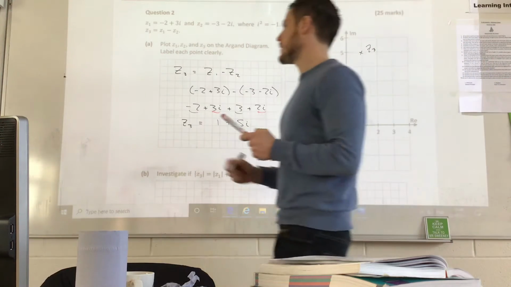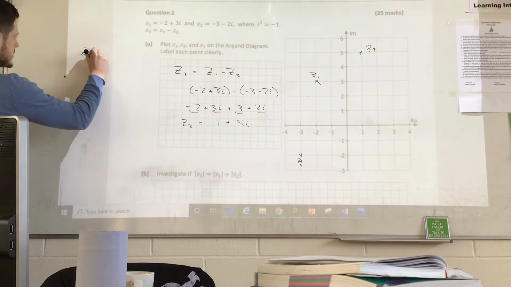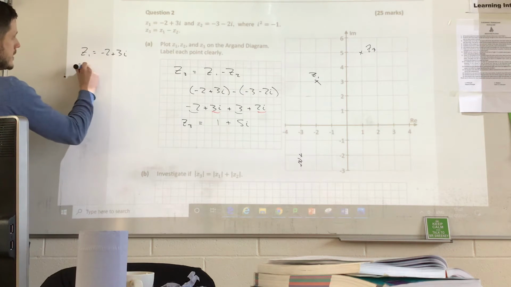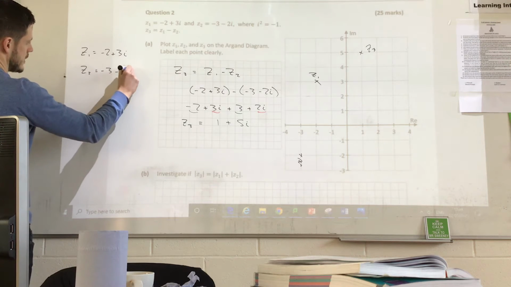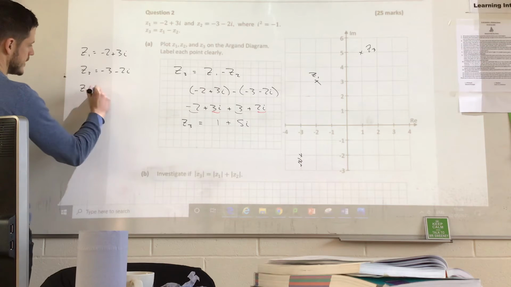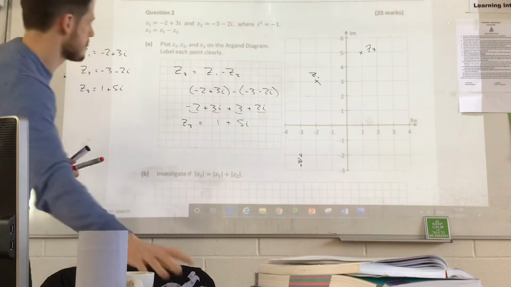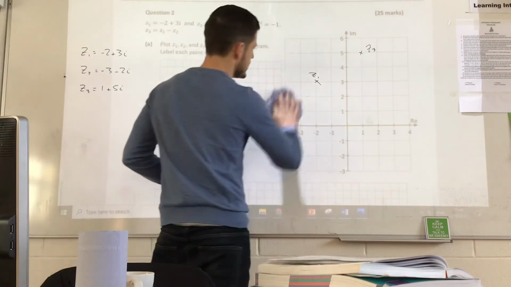Now I'm going to scroll down here, so I'm just going to write to the side what z1, z2 and z3 are. So z1 is minus 2 plus 3i. z2 is minus 3 minus 2i. And z3 is, as we got here, 1 plus 5i. Get rid of this here. I'm going to move on to part 2.